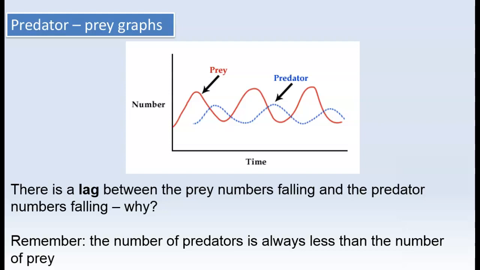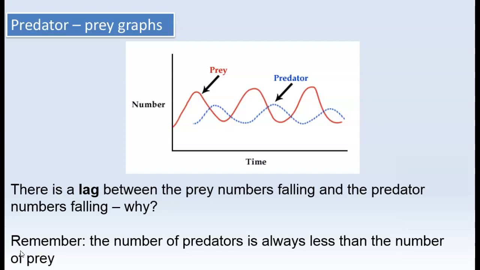Now remember, there's always going to be a lower number of predators, as we've just talked about in the slide before, because biomass gets less as we move along the food chain because energy is being lost. So the predator line is always lower, and you can see that if the prey increase, the predator line also increases, but there's a little bit of a lag in between the two.